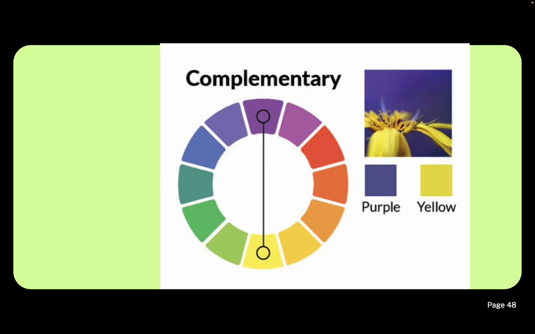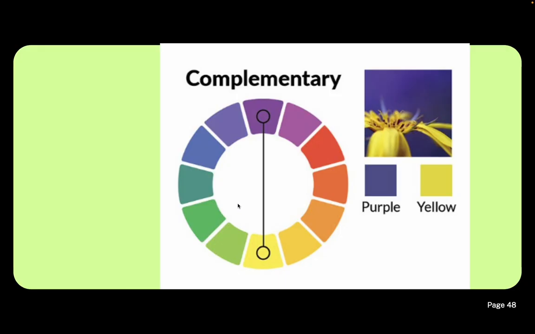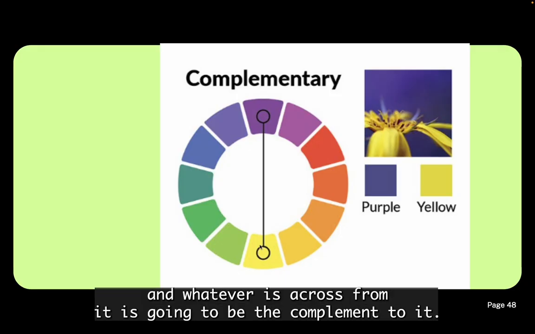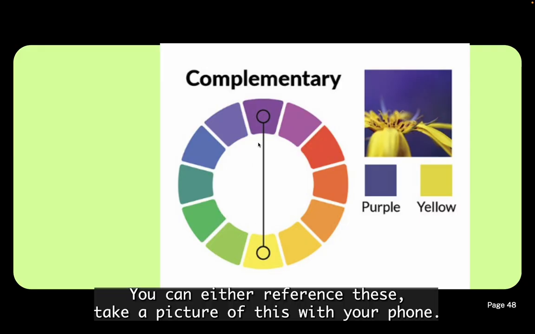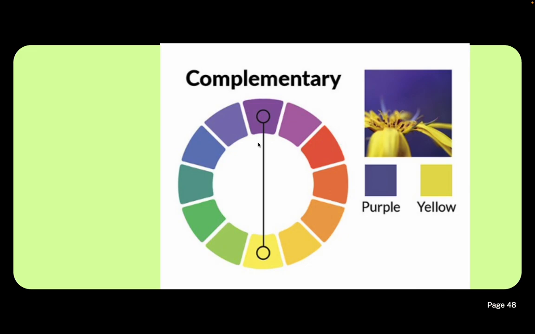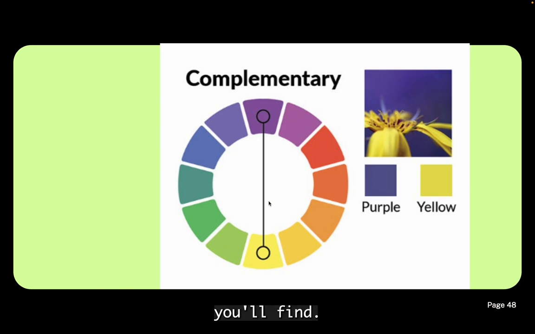The point is to be able to identify complementary colors and then compose any kind of image with these two in it. If you have any doubt as to what's complementary, just Google any color wheel, and whatever is across from a color is going to be its complement. You can take a picture of this with your phone. This is the most basic color wheel that you'll find.